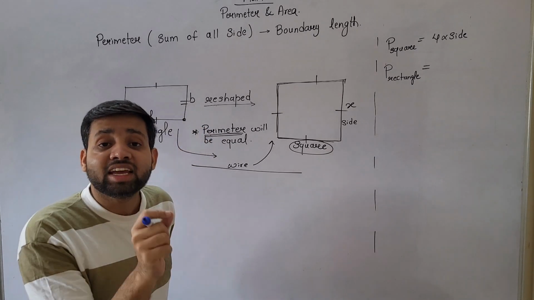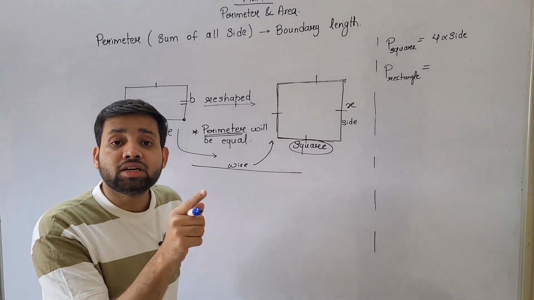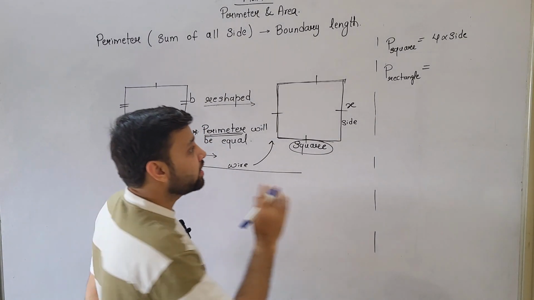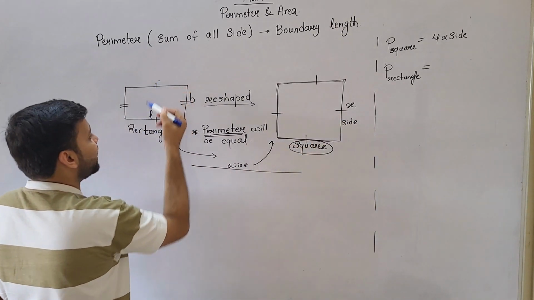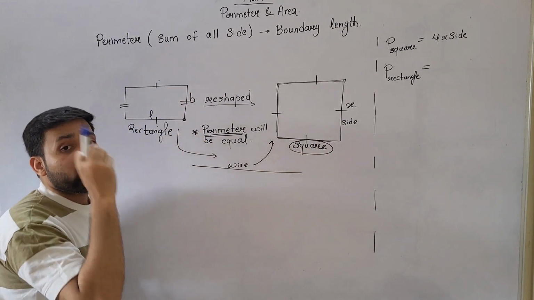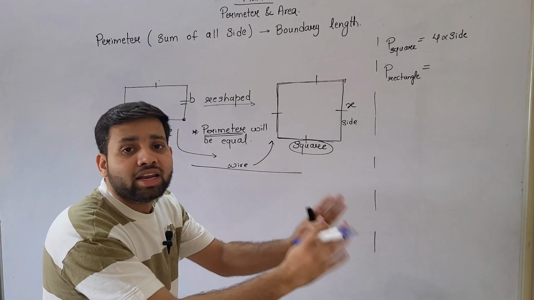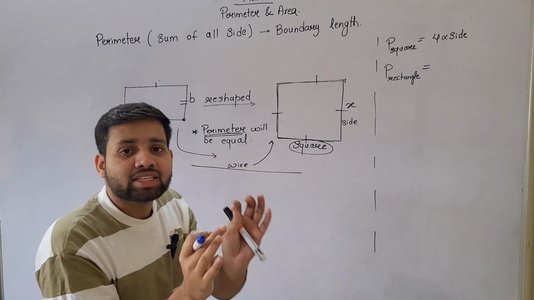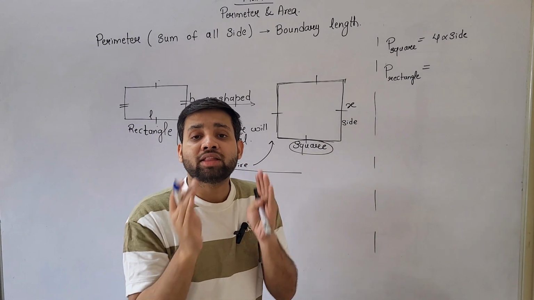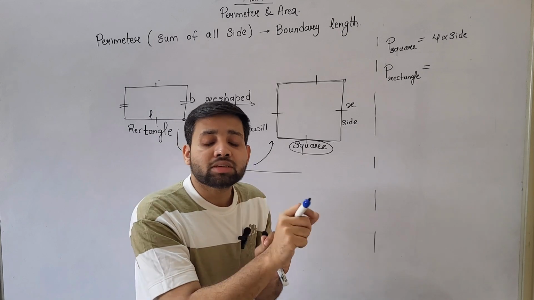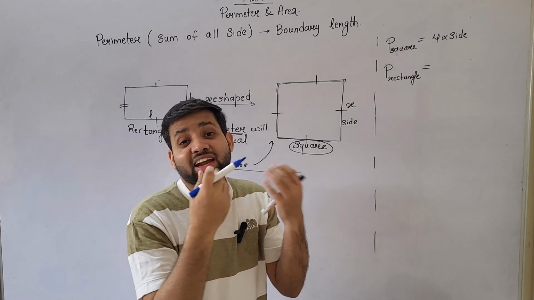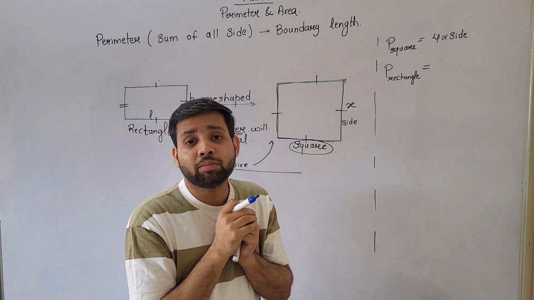Now don't say length into breadth, that will be the area of rectangle. Here the perimeter of rectangle, how many lengths are there? Two length and two breadth. Try to visualize, don't just be in a hurry to write the formula. In the exam I've seen many students know the formula, they know the concept, but they have mixed up the formulas. They write a formula of area in place of perimeter.